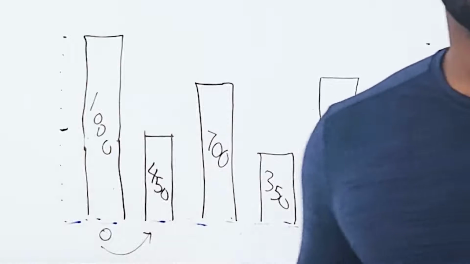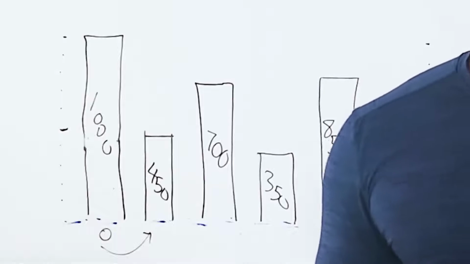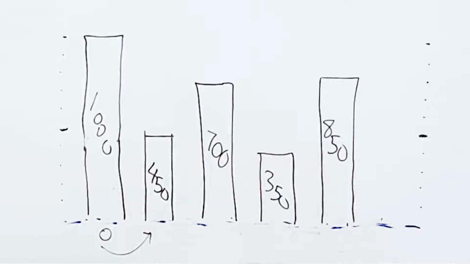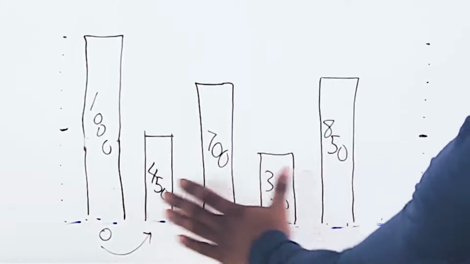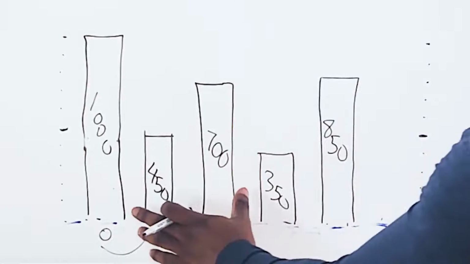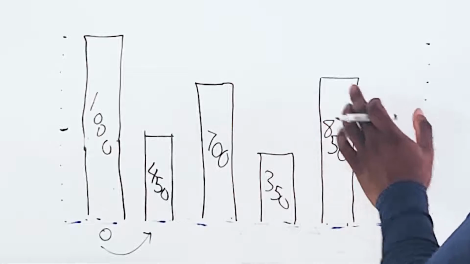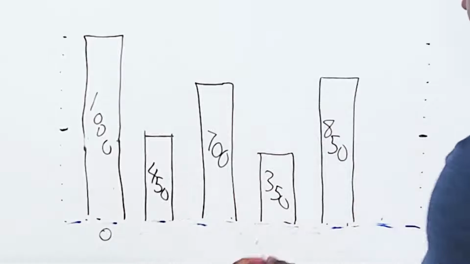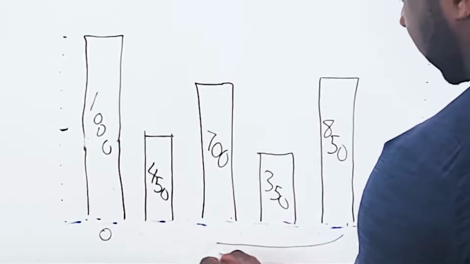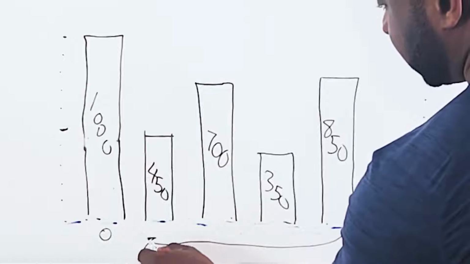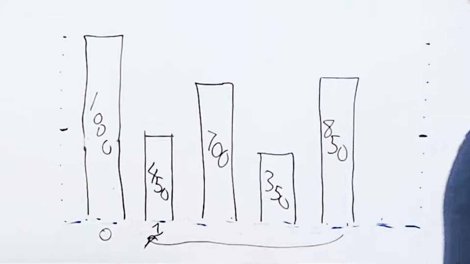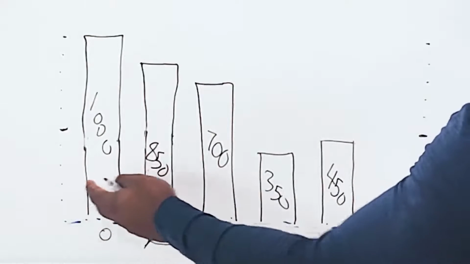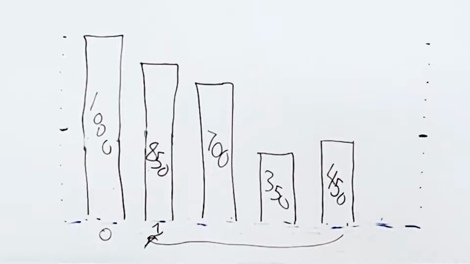Okay, so now that that is swapped, now we have to search for the second largest item. From the remaining items here, we're going to find which one is the largest. And in this case, it is this 850 over here. So just like before, we're going to swap this 850 with the item in the second position, which in this case is index 1. Okay, so now these first two items are in their correct position.